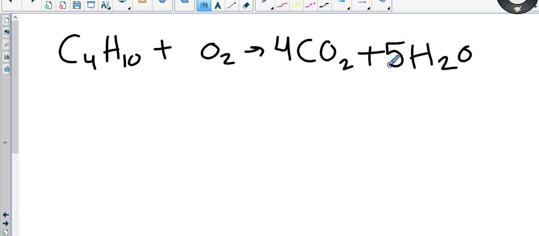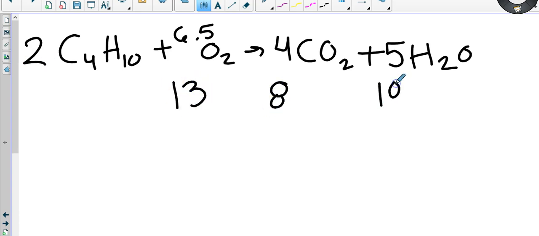Okay? And now all you got to do is take care of your oxygens. I got 8 plus 5 is 13. Now, what times 2 is 13? 6.5. You can't have partial coefficients. So at this point, you can multiply everything by 2: 2, 13, 8, and 10. If you were to make that list with CHO, you would be there for 10 minutes. That makes sense, right?